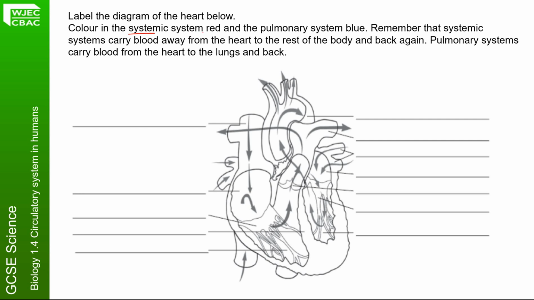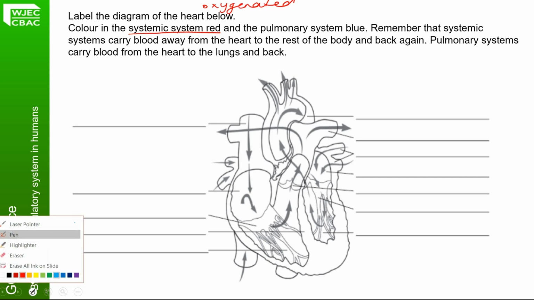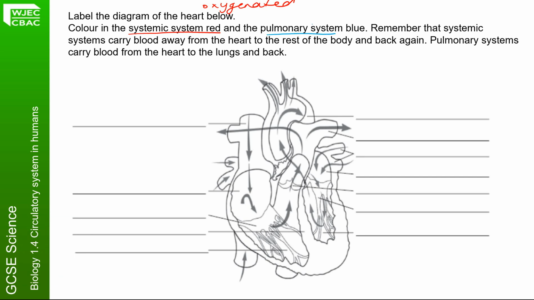So we're going to colour in, first of all, our systemic system in red. So remember, that's our oxygenated blood in red. And we're going to take a blue to do our pulmonary system, which is our deoxygenated blood. Remember, systemic carries blood away from the heart to the rest of the body, and pulmonary carries the blood from the heart to the lungs and back.